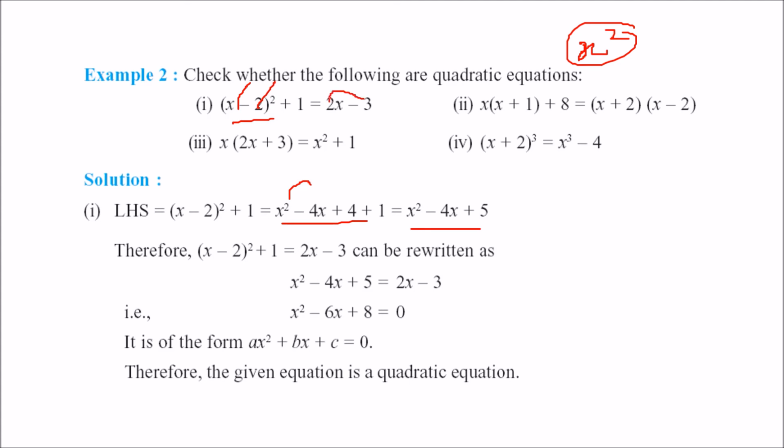On the right hand side we have 2X minus 3. Take 2X and 3 here. So let us make it X square minus 6X plus 8. And this is actually representing the form of AX square plus BX plus C. So this is our quadratic equation.